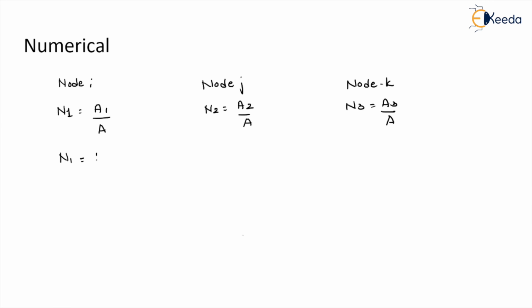So it is 12 divided by 16. So we will get the answer 0.75 for N1. Similarly for N2, we can put the value, which is 1 divided by 16, which is 0.0625. And for N3, it is 3 divided by 16, which is equal to 0.1875.